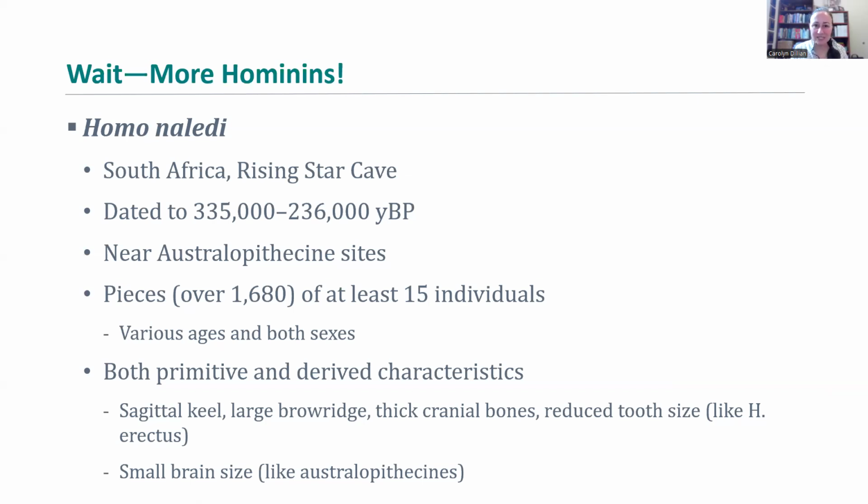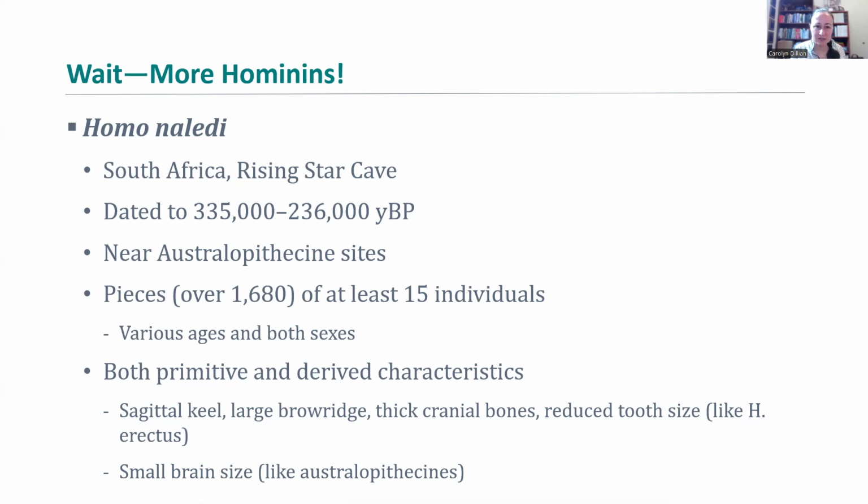So Homo naledi was found in South Africa in a cave site called Rising Star Cave. It dates to about 335 to 236 thousand years ago. Again, that YBP means years before present. And it's near some Australopithecine sites, but it's clearly not Australopithecus. In this particular cave site, there have been hundreds, and in fact, basically thousands, they've been continuing to work there, of bone fragments that have been found of at least 15 individuals.